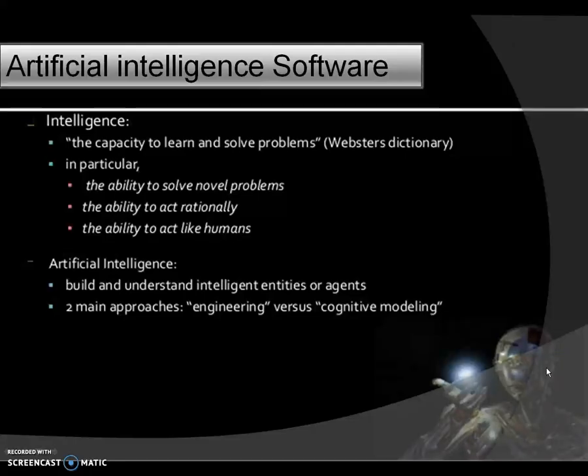So the next one is artificial intelligence software. First of all, what does intelligence mean? The capacity to learn and solve problems. It means acting according to the situation, and in particular it means acting like a human being. Of course, a human being is a great creature who will be acting according to the situation, right? This is what intelligence is. And artificial intelligence, in the sense, is creating a model or a robot which will act like a human being. And the two main approaches are engineering and cognitive modeling.